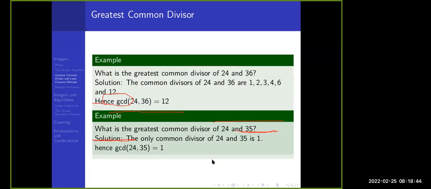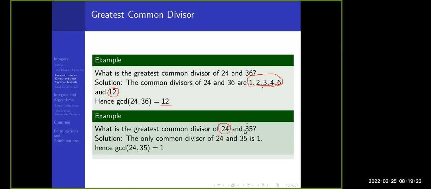Let's look at an example. What is the greatest common divisor of 24 and 36? This is easy. We can easily list the common divisors of 24 and 36. The set of all common divisors will be 1, 2, 3, 4, 6, and 12. We just need to look for the largest one, and that is 12. This is easy because 24 and 36 are small numbers, so it's easy to list the set of all common divisors, right?